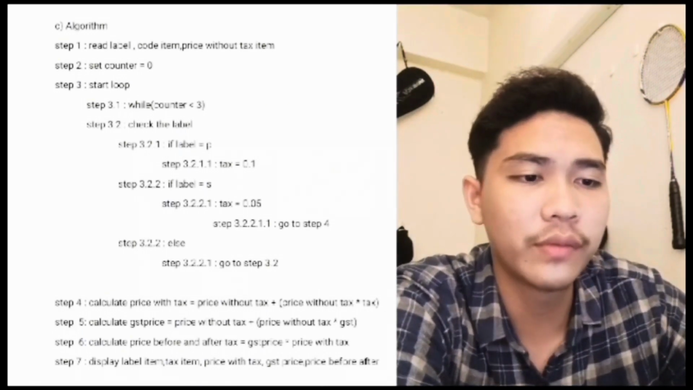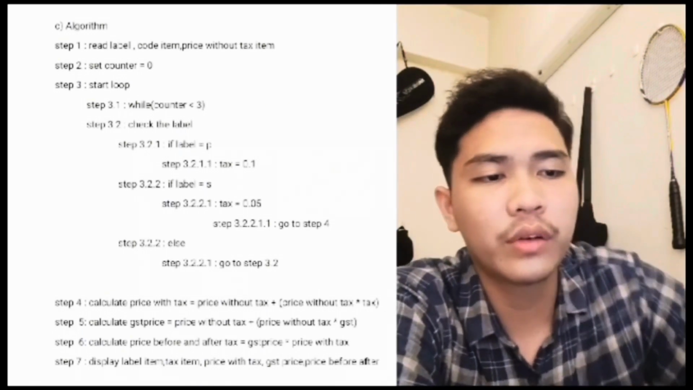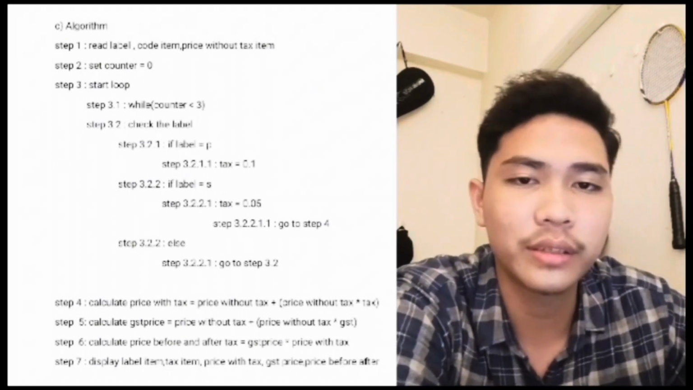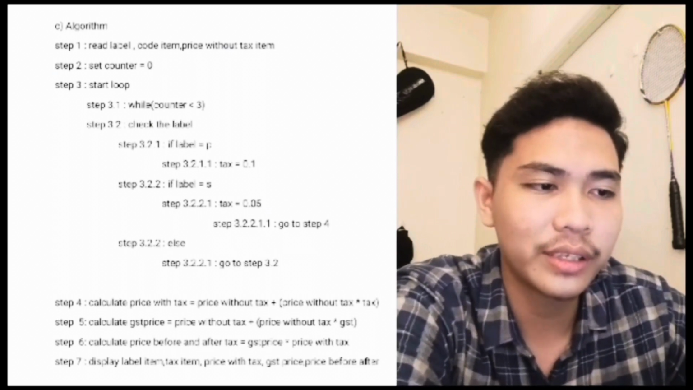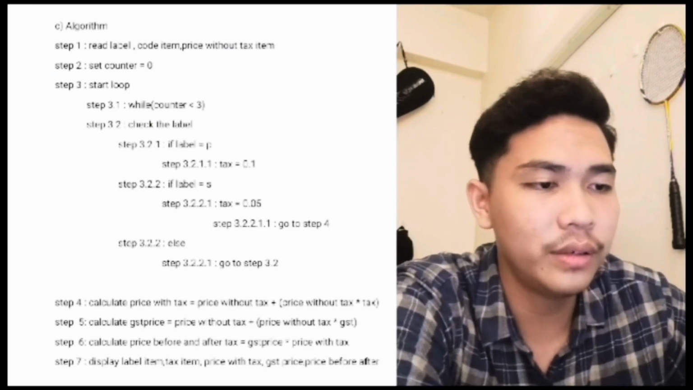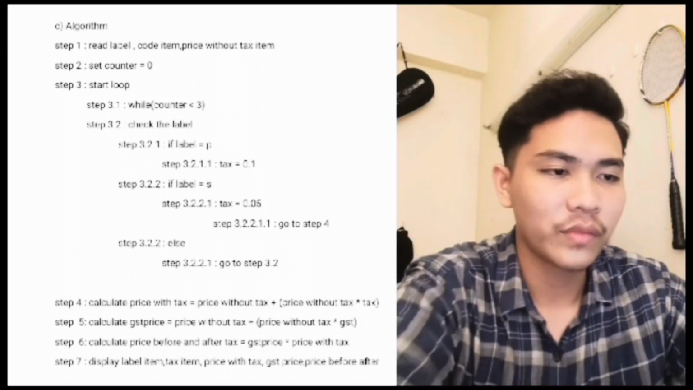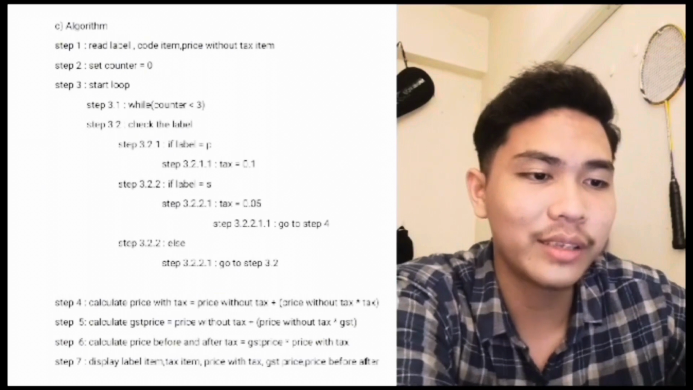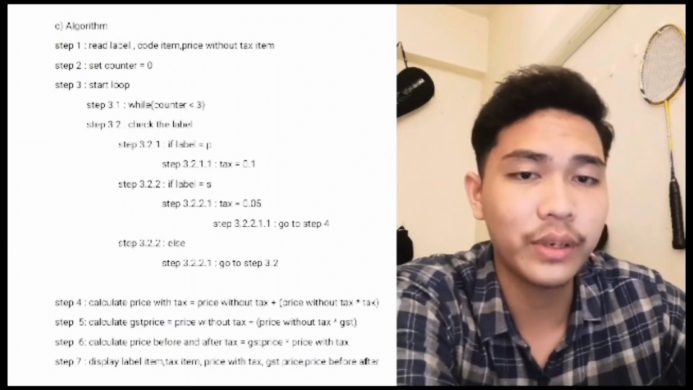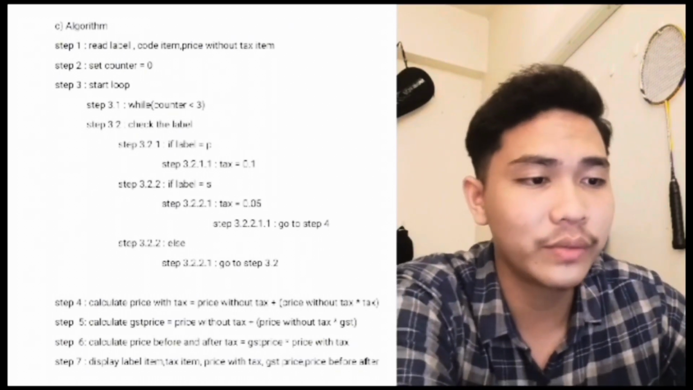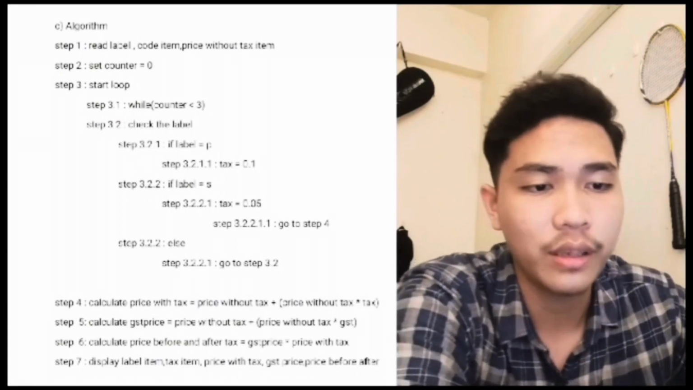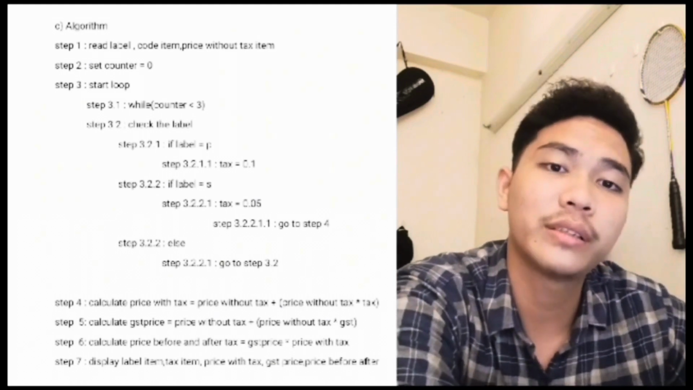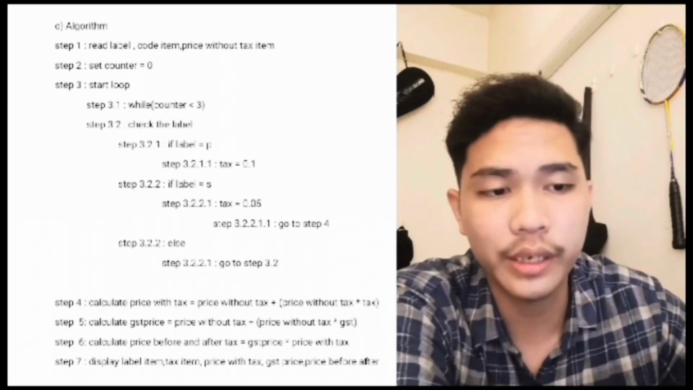So we proceed to step 4. Step 4, calculate price with tax equal to price without tax plus, in bracket, price without tax multiply tax. Step 5, calculate GST price equal to price without tax plus, in bracket, price without tax multiply GST. Step 6, calculate price before and after tax equal to GST price multiply price with tax.